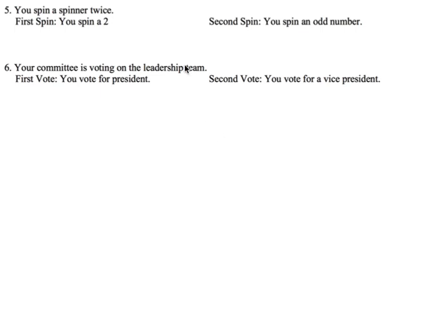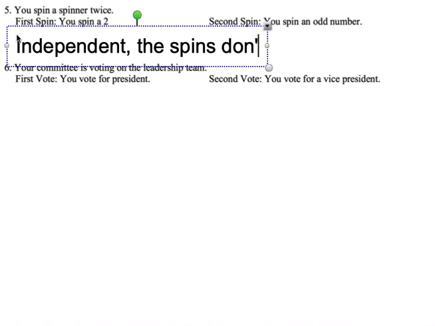Number 5, you spin a spinner twice. You spin a 2, then you spin an odd number. Okay. We don't know what the spinner looks like, but spinners just have different sections. Evidently, these sections have numbers on them. And when I spin the 2, that's great. Is there anything about spinning the 2 that's going to affect the spinner for the second spin? No, there's not. This is independent. The spins don't affect each other.